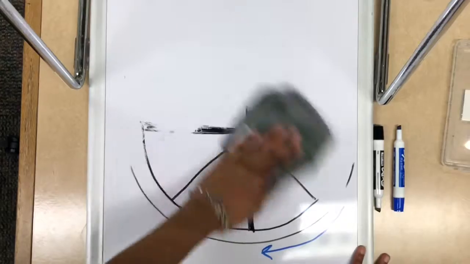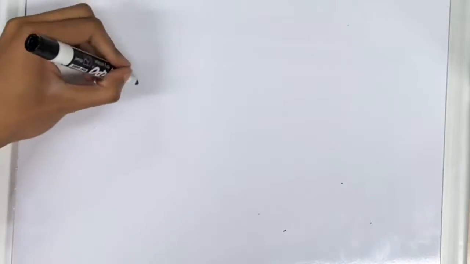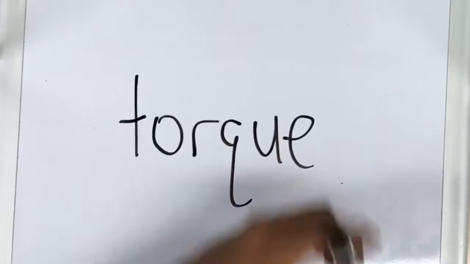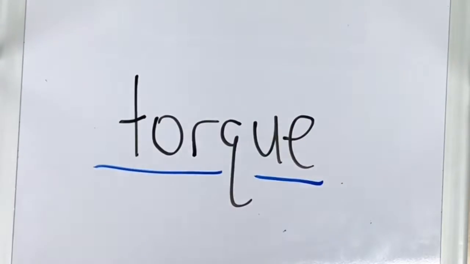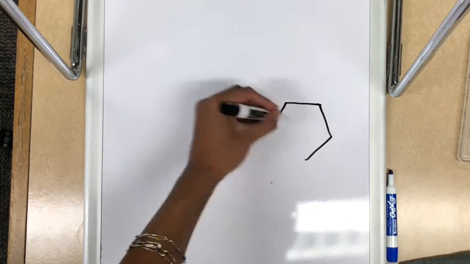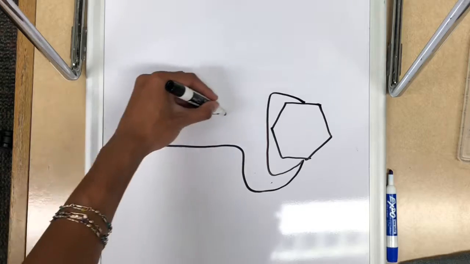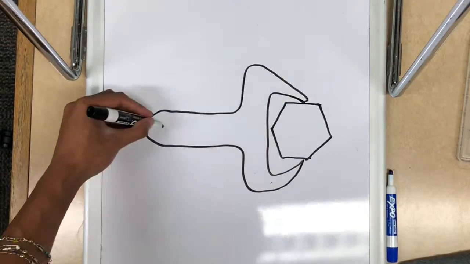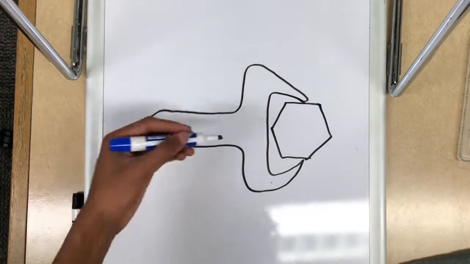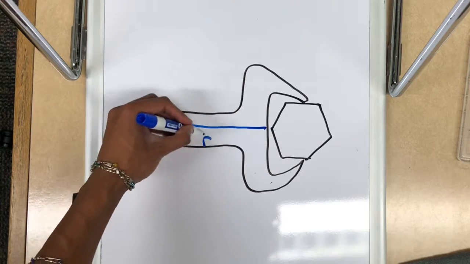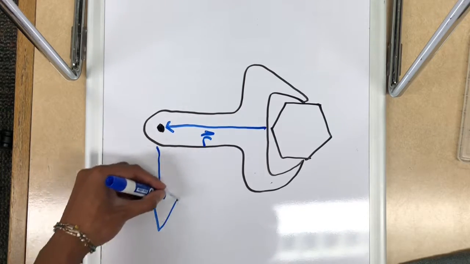So now let's use the right-hand rule to find the direction of torque. Torque is the amount of force needed to produce an angular acceleration on an object. So say we have a bolt, and it is attached to a wrench. The force applied to the wrench is a certain distance away from the bolt, which we'll label as R. The force we'll label as F.